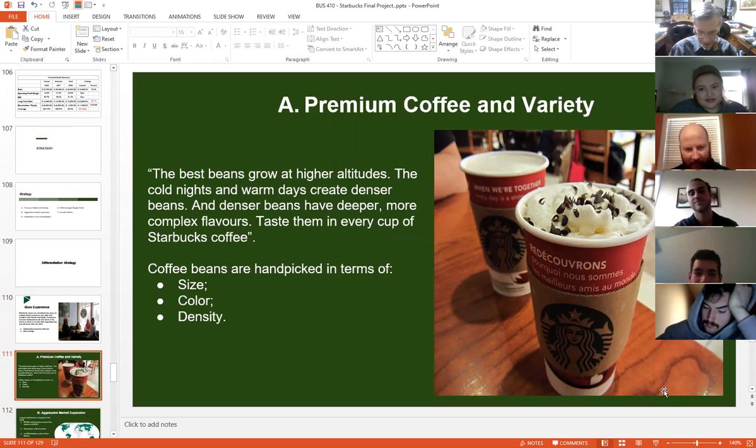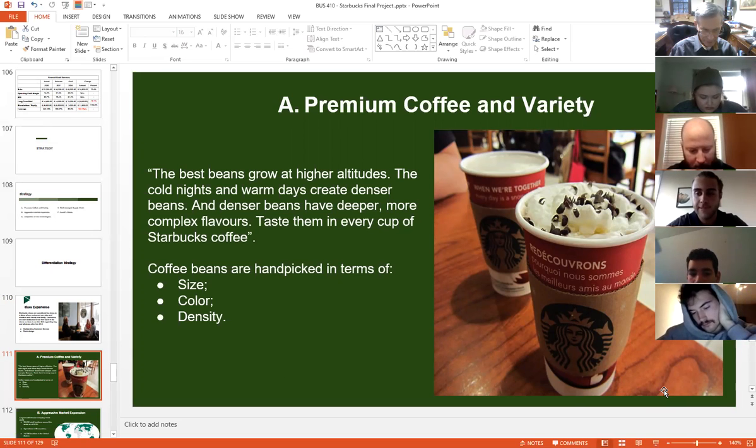Premium coffee and variety. The best beans grow at higher altitudes. The cold nights and warm days create denser beans, and denser beans have deeper, more complex flavors. This is a quote that I gathered from the Starbucks website, where they're pretty much saying that Starbucks coffee beans are the best quality you can find anywhere. Coffee beans are handpicked in terms of size, color, density. So it's not like they just see a coffee bean and grab it; they actually check that it is the right size, the right color, and the right density.